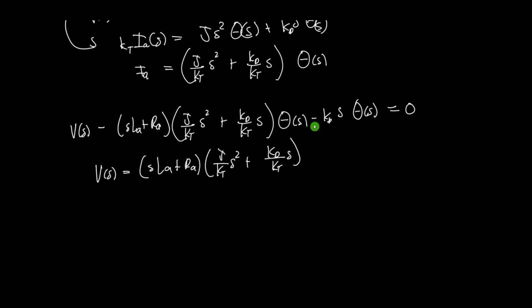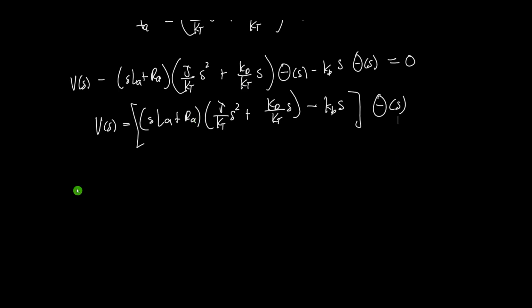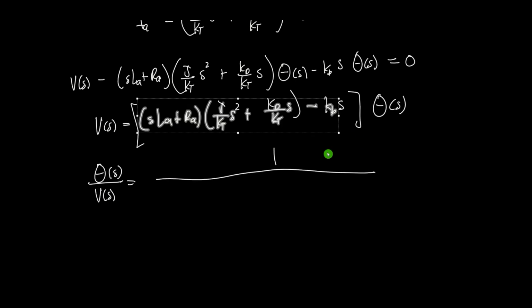Then I will factor out again the theta S. So minus this one, KB times S. Then you multiply it with the theta. Then theta over V sub S, output over the input, now will be equal to the inverse of this. So this will be 1 all over this whole thing here.